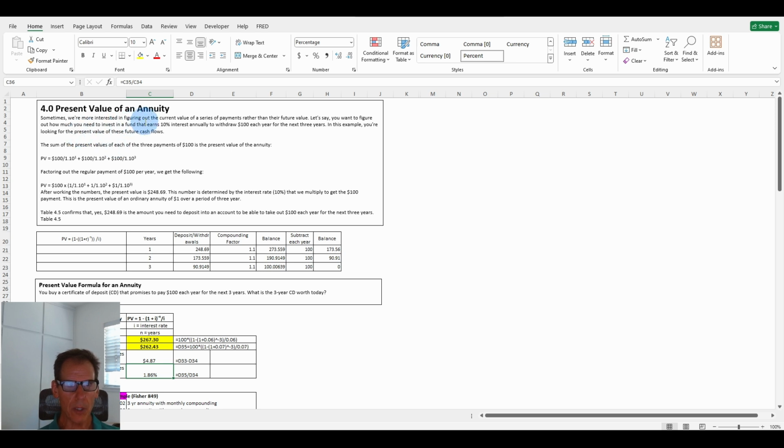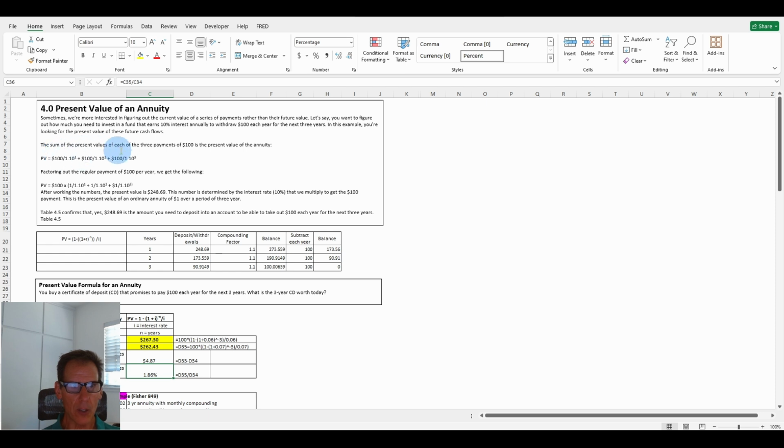Sometimes we're more interested in figuring out the current value of a series of payments rather than their future value. Let's say you want to figure out how much you need to invest in a fund that earns 10% interest annually to withdraw 100 each year for the next 3 years. In the example, you're looking for the present value of these future cash flows.